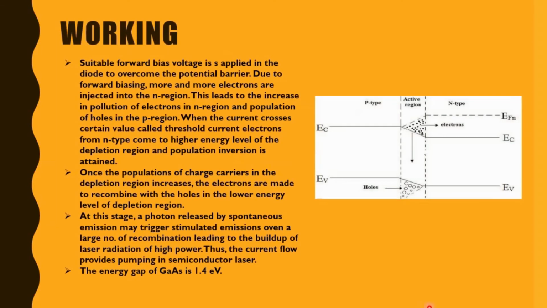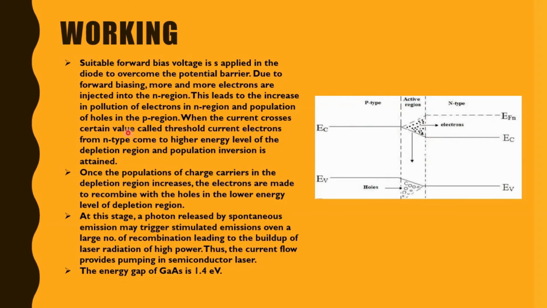So this was the construction. Now we will see the working. A suitable forward bias voltage is applied to the diode to overcome the potential barrier. Due to forward biasing, more and more electrons are injected into the N region. These lead to an increase in the population of electrons in the N region, and in the P side there is a population of holes.